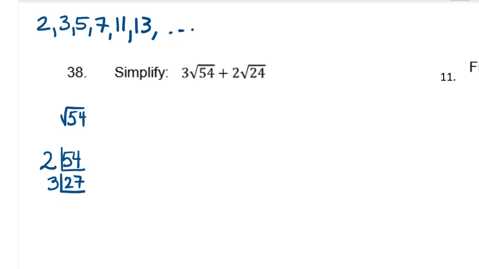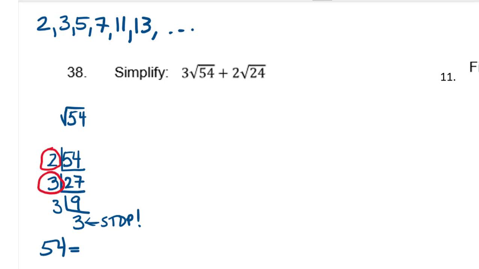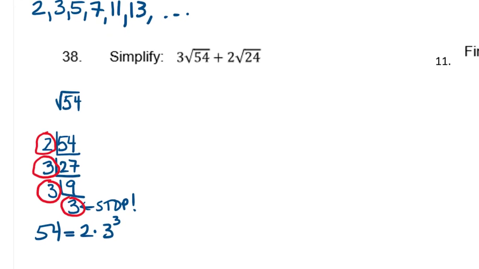Can 3 go into 27? Yep, it goes in 9 times. 9's not prime, so we check, does 3 go into 9? Yes, it does. It goes into 9 3 times. And then we stop because we got to a prime. So now we're going to say that 54 could actually be written as 2 times 3 times 3 times 3, or in other words, 2 times 3 to the third power.